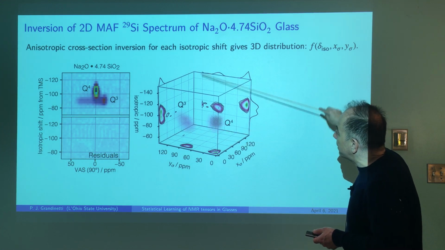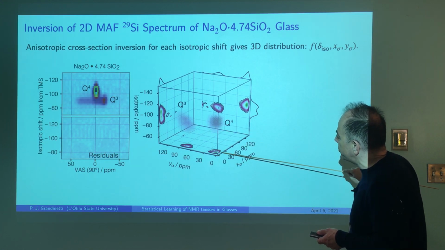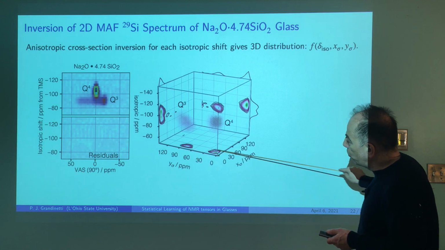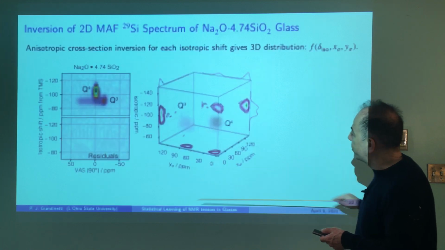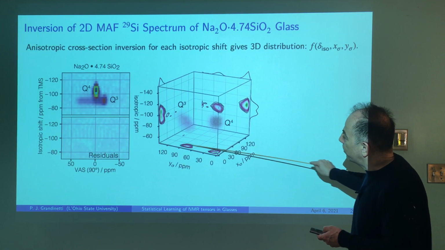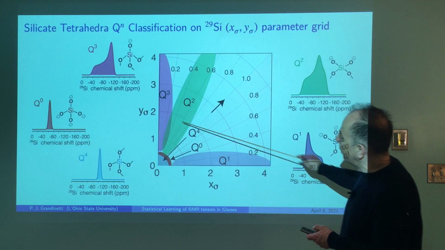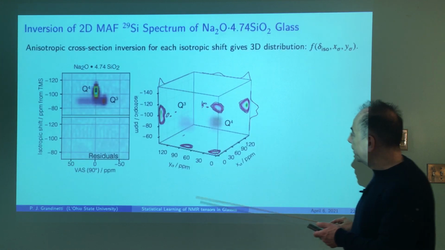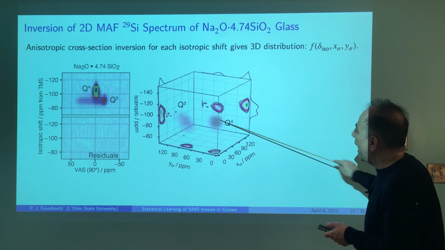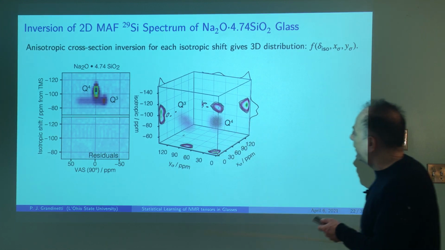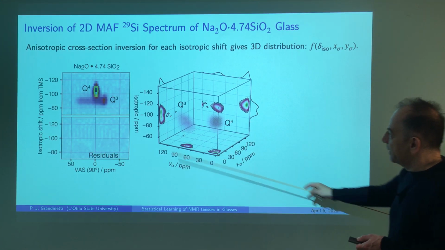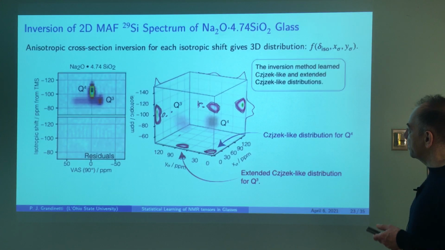If you project out the isotropic dimension, you can see here's the projection on the XY plane. This is a region down here, which I said on the previous slide was associated with Q4s. And then here you see the region which is associated with Q3s, which is over here. Here we have a much clearer separation and assignment of these peaks in this distribution.